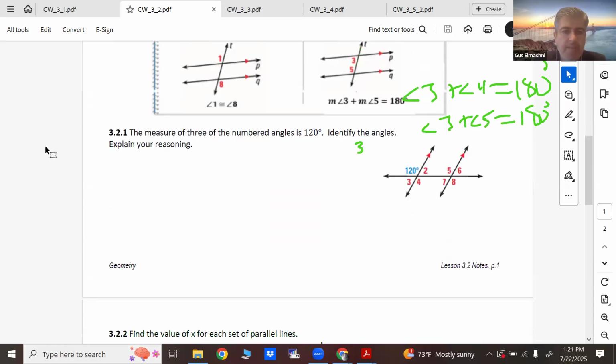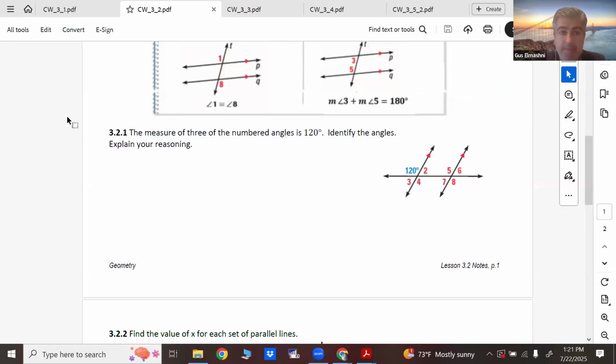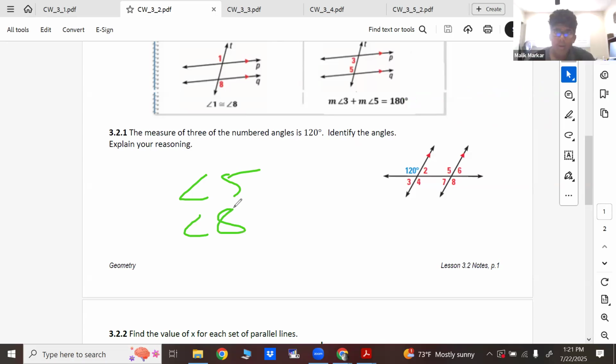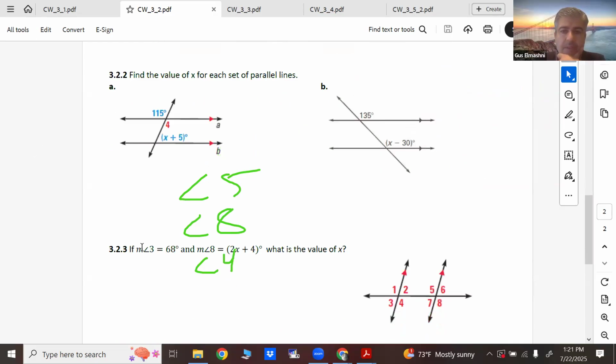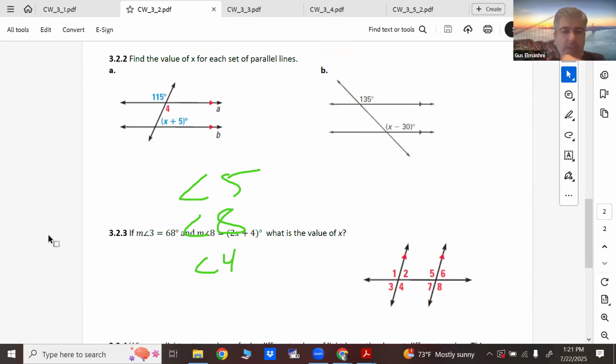So here, let's identify the angles that are equal to 120. Well, definitely angle 5. Definitely angle 8 because alternate exterior, and 5 and 8 are opposite of each other. And definitely angle 4 because it's vertical. And 4 and 8 do correspond to each other as well. Okay. Go and give these a shot.